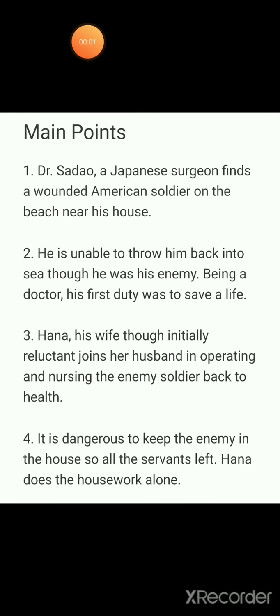Main points of the story here. Number one, Dr. Sadao, a Japanese surgeon, finds a wounded American soldier on the beach near his house. He is unable to throw him back into the sea, though he was his enemy. Being a doctor, his first duty was to save a life. Number three, Hannah, his wife, though initially reluctant, joins her husband in operating and nursing the enemy soldier back to health. Number four, it is dangerous to keep the enemy in the house, so all the servants left. Hannah does the housework alone.